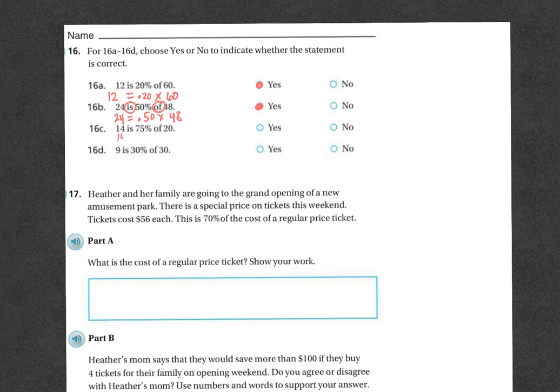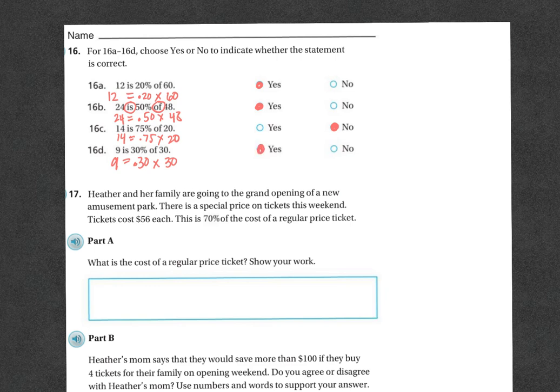This next one is saying 14 equals 0.75 times 20. That is not correct. When I multiply that out, that is not going to work. The next one is 9 is, which means equals 0.30, because you have to turn it into a decimal, of means times, and 30. And 30 times 0.30 is 9. So yes, that is correct.